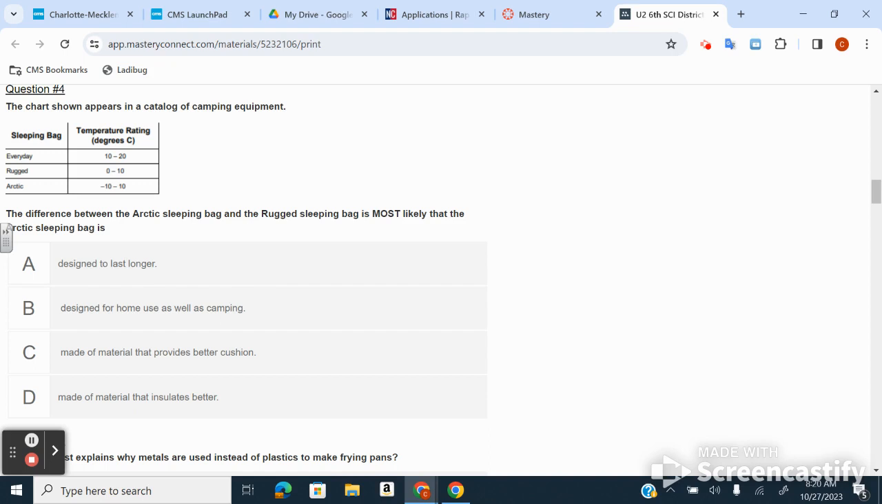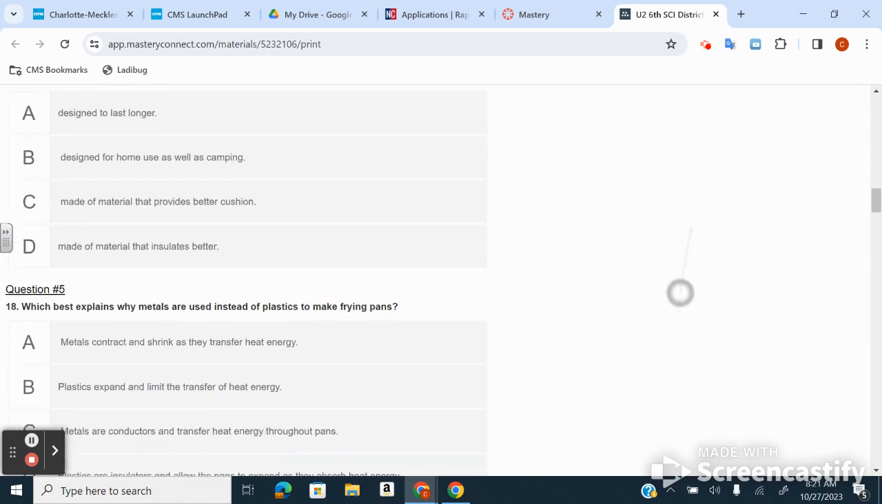The difference between the Arctic sleeping bag and the rugged sleeping bag is most likely that the Arctic sleeping bag is A, designed to last longer, B, designed for home use as well as camping, C, made of material that provides better cushion, D, made of material that insulates better.